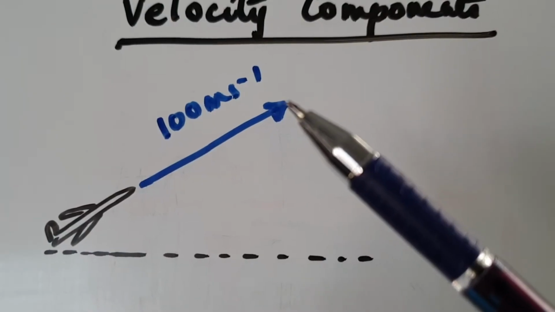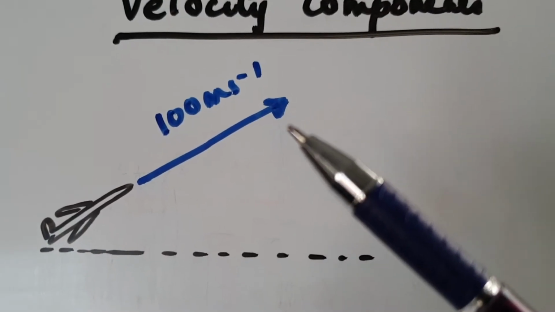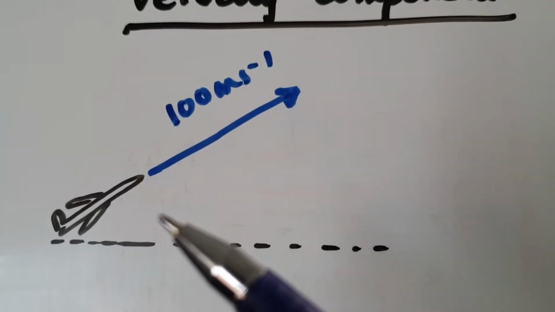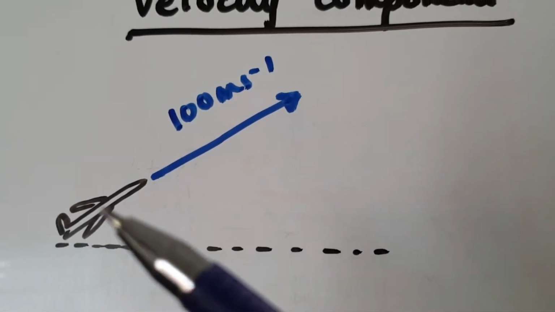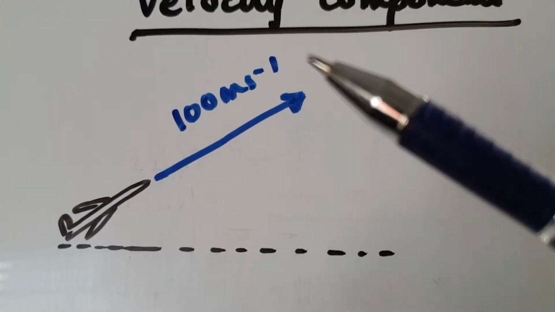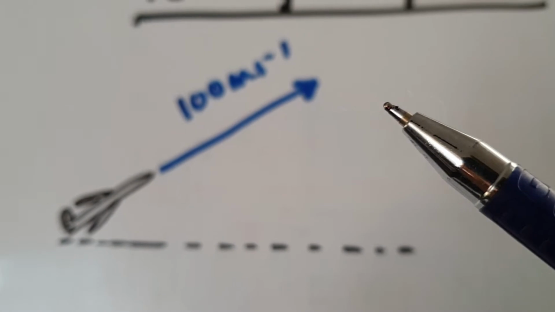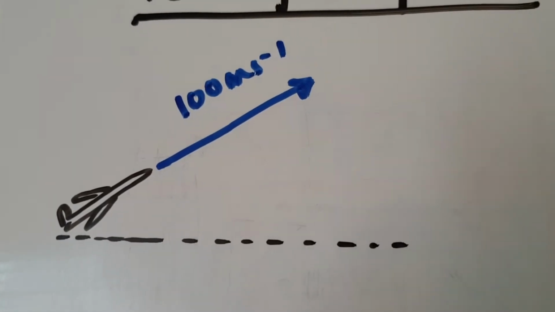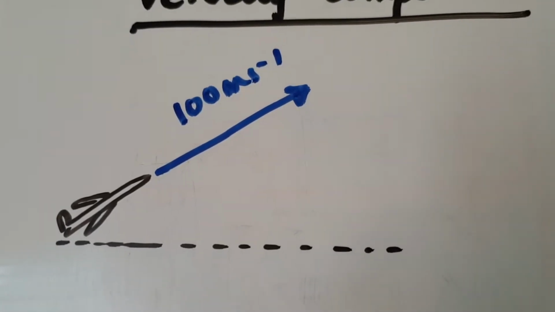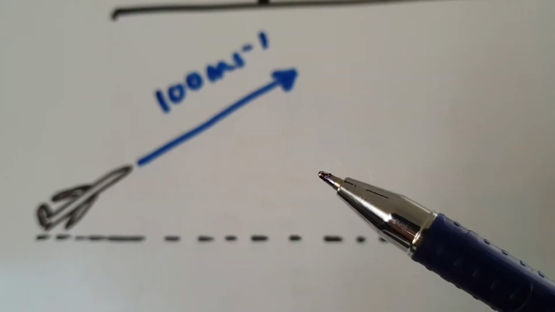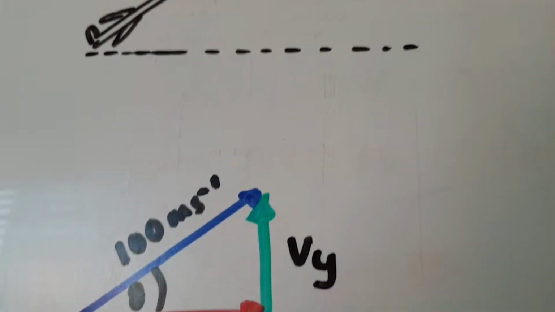meters per second. Now, you know what happens is when an aircraft is taking off, it's doing two things. It's going forwards as well as it's going upwards. So this 100 meters per second is almost like its resultant velocity. So we can actually figure out how fast is it going forwards and how fast is it going upwards.